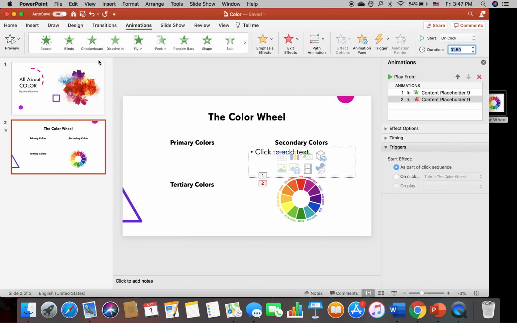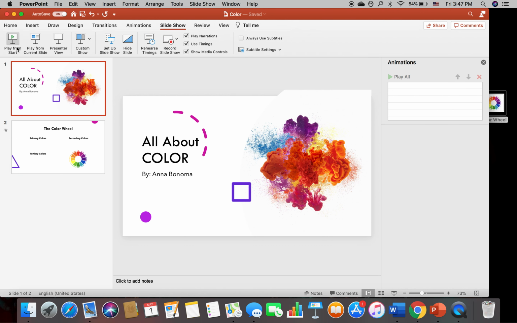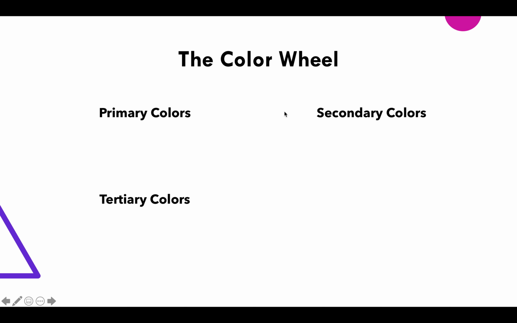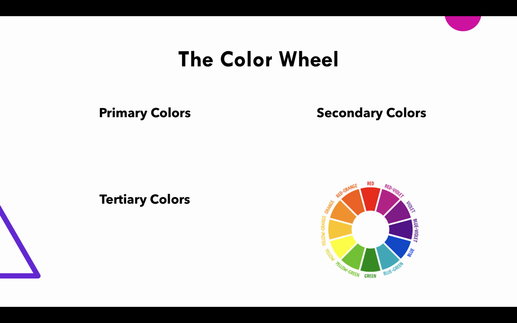So let's try out what we have already made. I'm going to go to the slideshow tab and say play from start. Here we talk about this PowerPoint being about color, and we're going to go into this slide. The color wheel has 3 main colors: the primary colors, secondary colors, and tertiary colors. And then you'd say, this is what the color wheel looks like. You click it, and it pops right into the spot that you want. Once you're done talking about the color wheel or adding in more information, you do the exit click, and that makes it disappear.